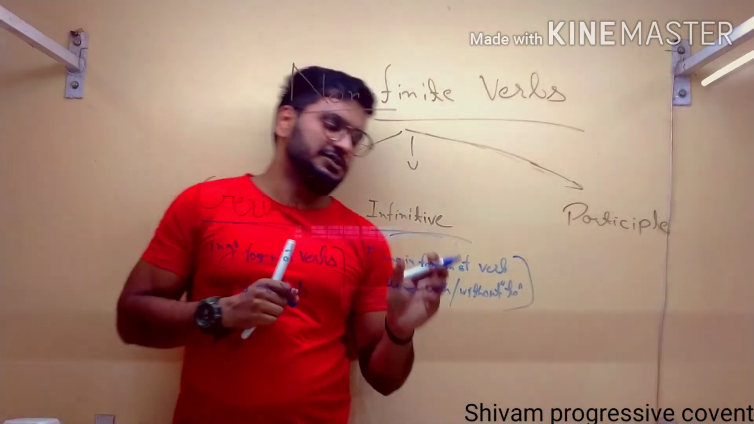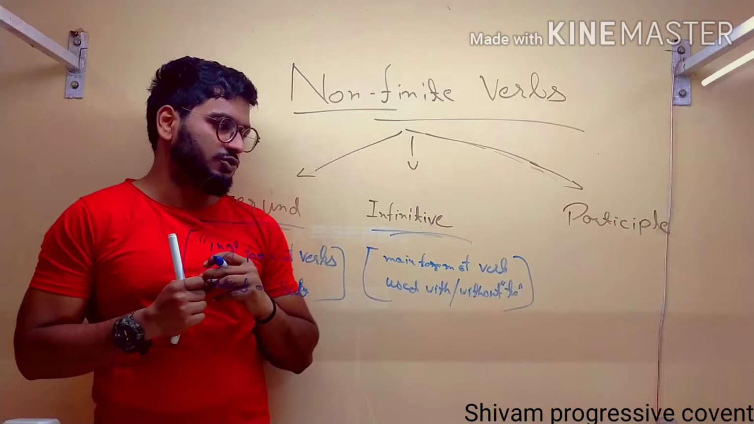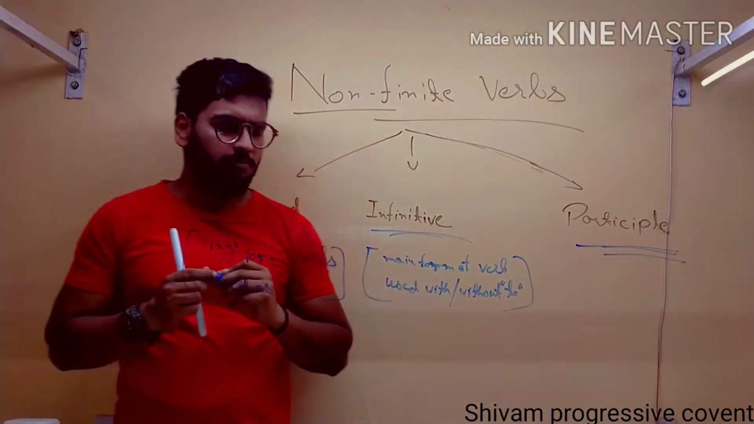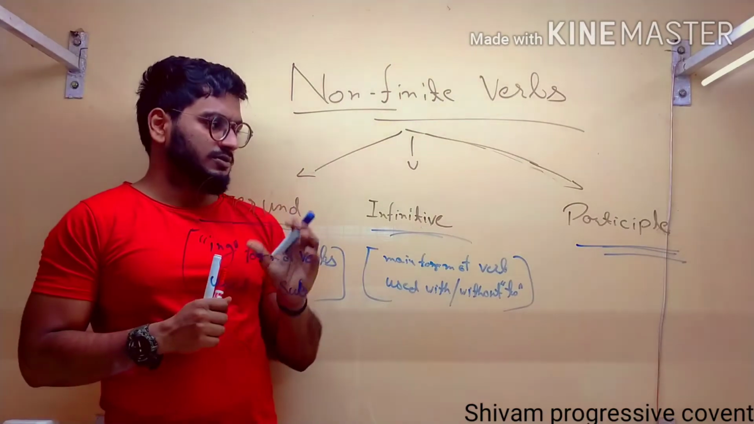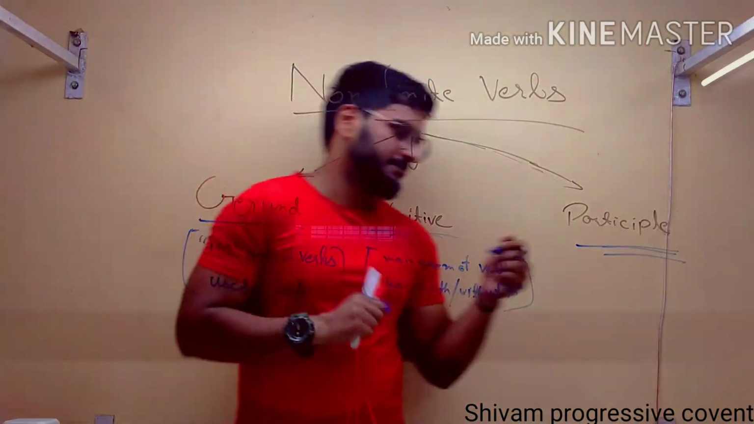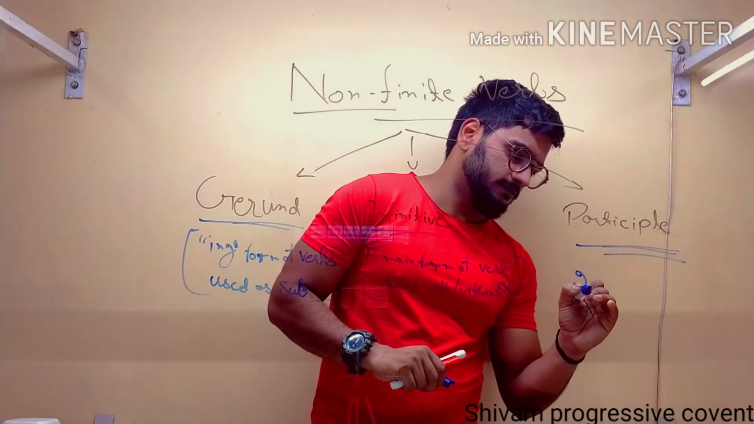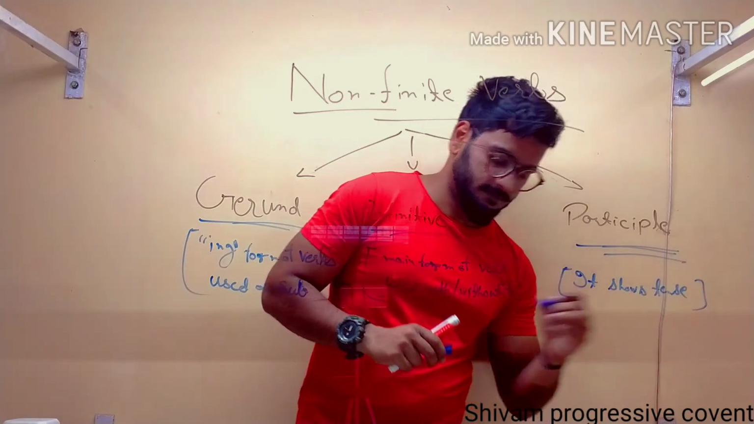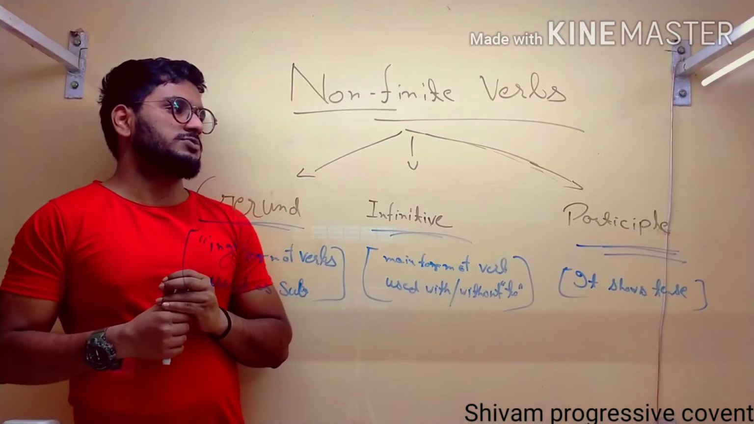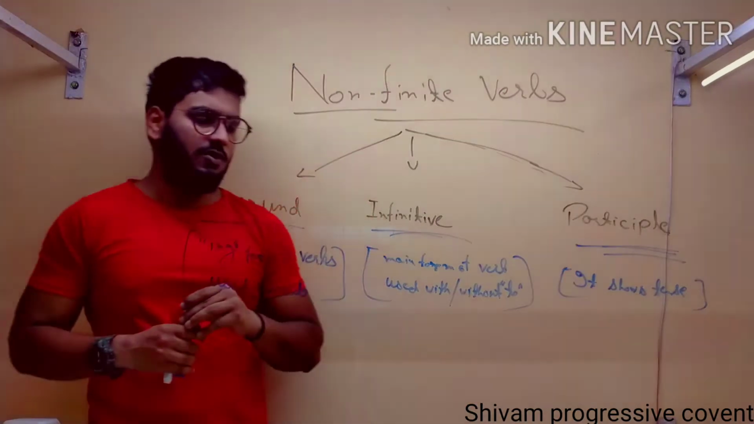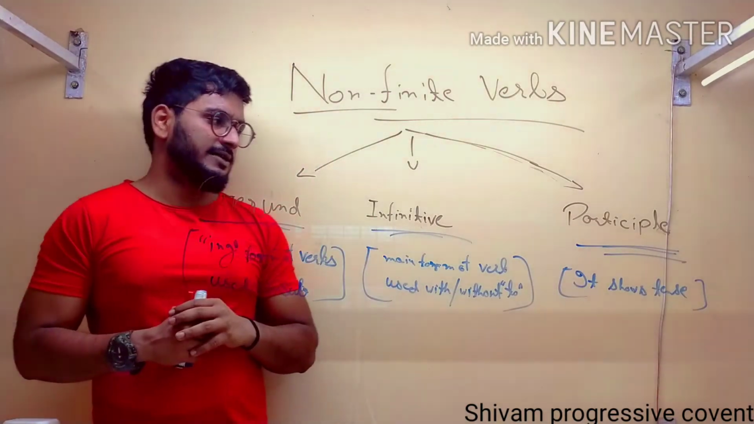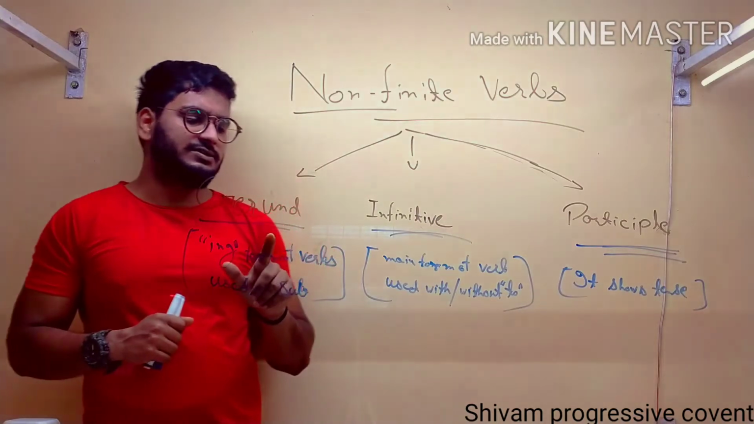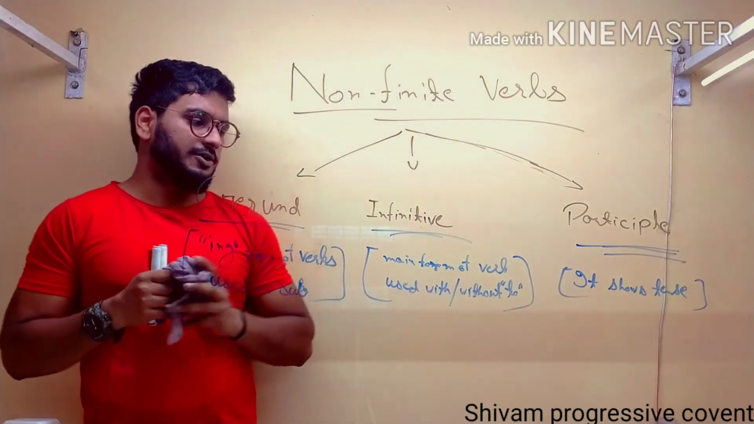It is the main form of verb which is used with or without to. The third one is participle, and participle verbs are those forms of verb which keep changing according to tense. It shows tense. That's it. So these are the three forms of verb which I'm going to discuss now one by one. Note this chart, and I will start from gerund, which I have discussed in an earlier class, but for your revision I will start with gerund. So note it down.